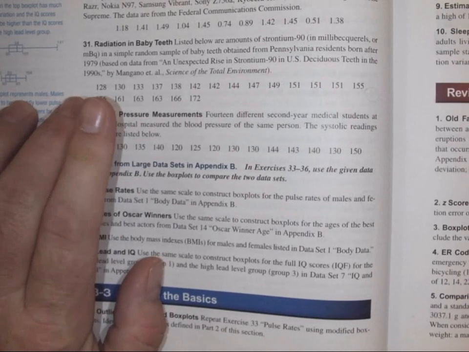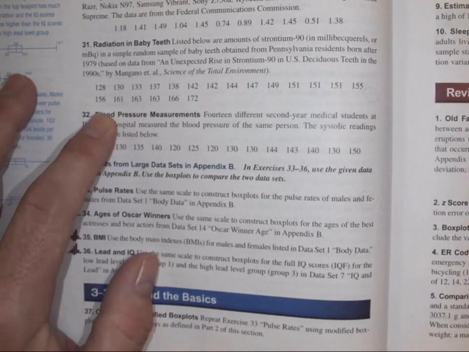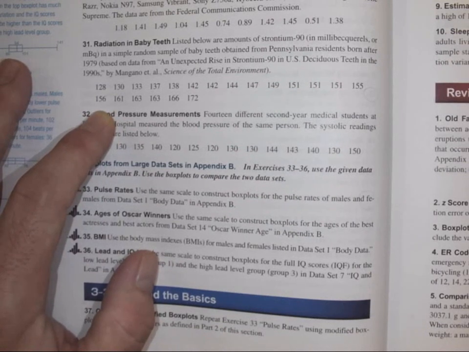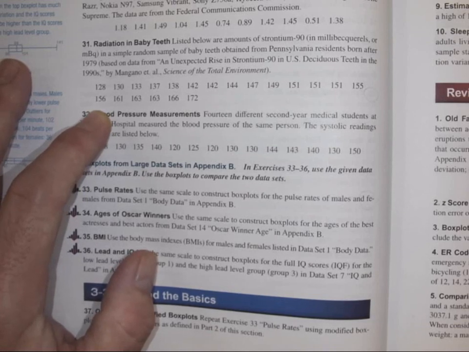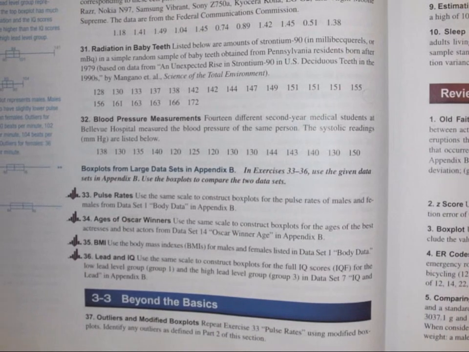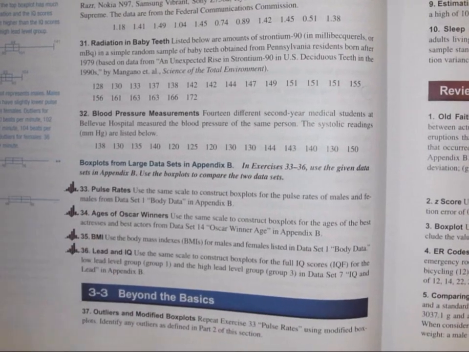All right. So I think what they're asking us to do is find the box plot of this data, right? So this must be how much of the strontium-90 is actually in particular teeth. So what I'm going to do is make a box plot.